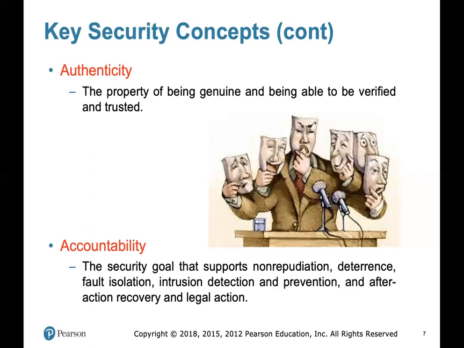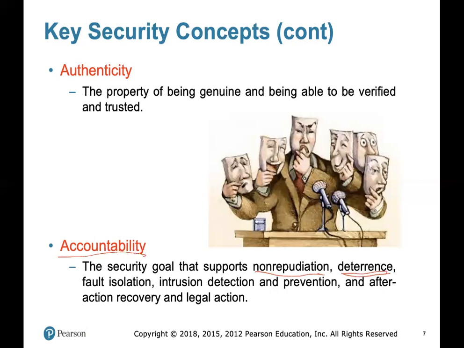And the fifth and last pillar of security, based on the definition of FIPS, is called accountability. This is a security goal that supports non-repudiation, deterrence, fault isolation, intrusion detection and prevention, and after-action recovery and legal action. Okay, what it says is that these are the two most important features we need to look at for understanding accountability.